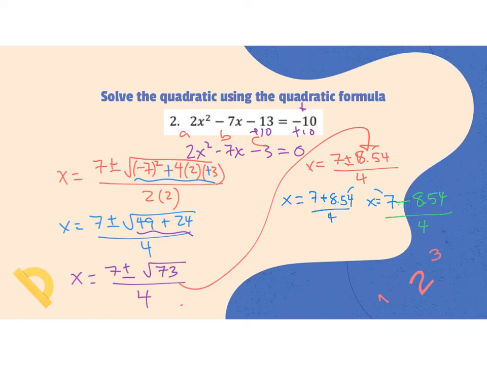That gives me, here we'll go purple, 7 plus 8.54 would be 15.54. So x equals 15.54 divided by 4. And then x equals 7 minus 8.54 is negative 1.54 over 4. And then actually do that division. So bust out your calculator if you don't have it already. 15.54 divided by 4 gives me 3.89. And then over there, negative 1.54 divided by 4 is negative 0.39. So there's one decimal answer, there's another decimal answer, and there we have it.